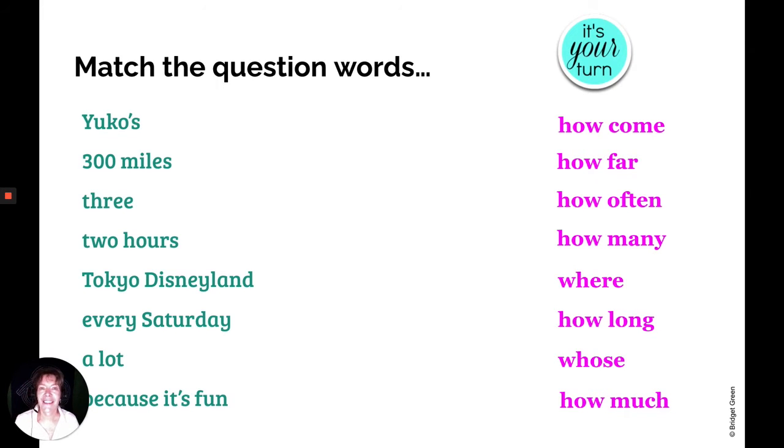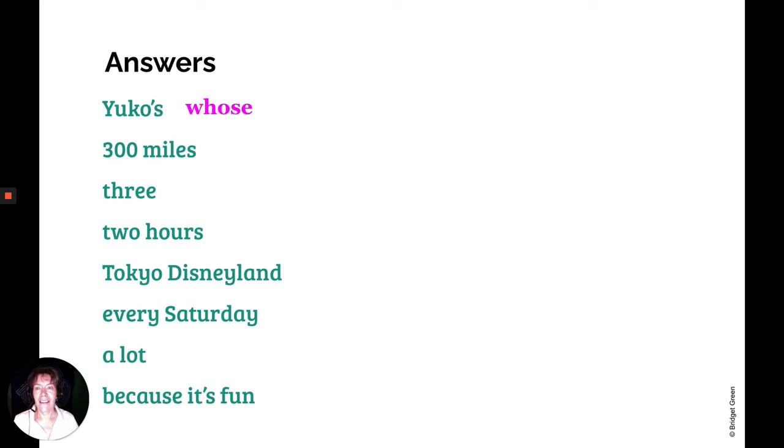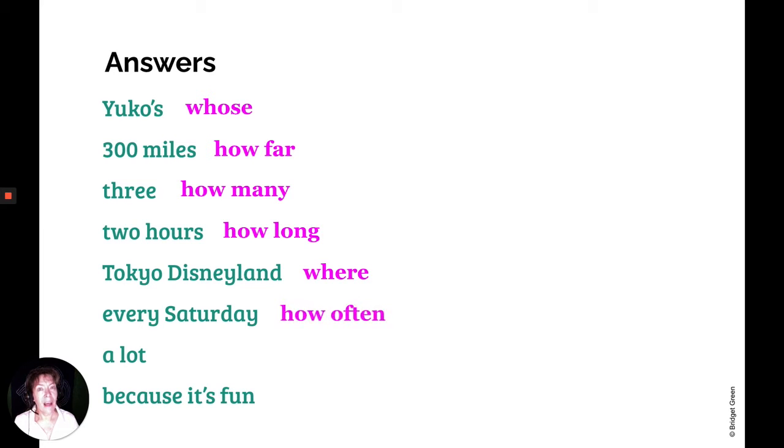Let's check your answers. Right, Yuko. Notice the apostrophe S? That tells you it's possession. 300 miles. How far? 3. Can you remember the answer you said? How many? 2 hours? Ooh, could be how many, right? But it also has to be how long. Tokyo Disneyland? Where? Every Saturday? How often? A lot. How much? Because it's fun. How come?